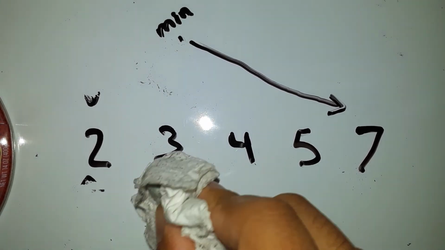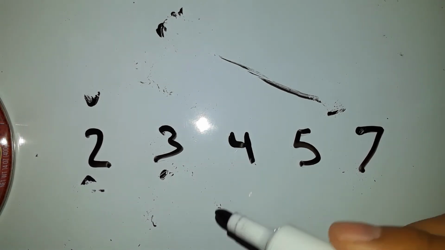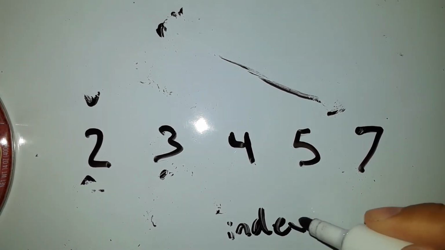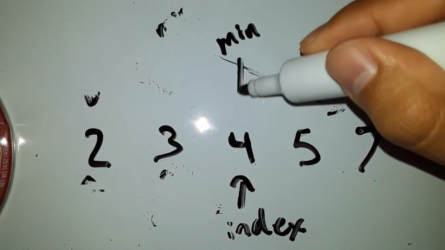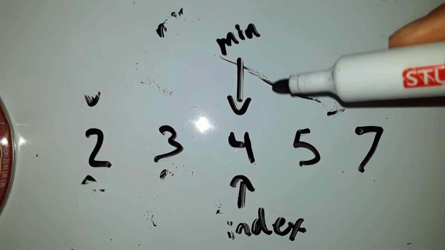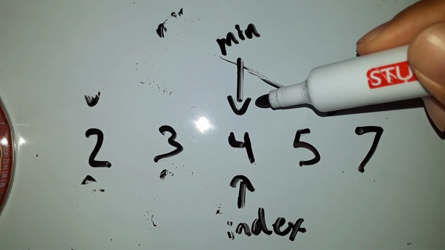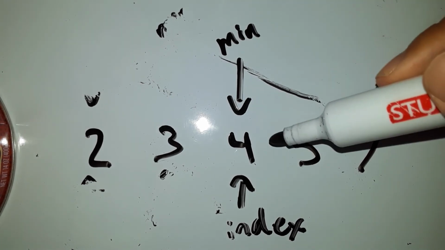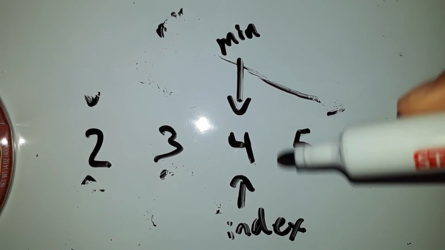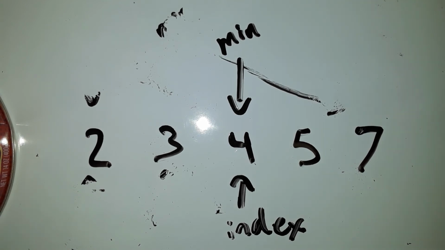And then we're going to go ahead and do it again. We're going to update our index. And then our minimum is now going to point here. So now, is 5 less than the current minimum? It is not. Is 7 less than the current minimum? It is not. So index and min are now pointing to the exact same item, which means that the 4 is in its correct location. And then we update the index.